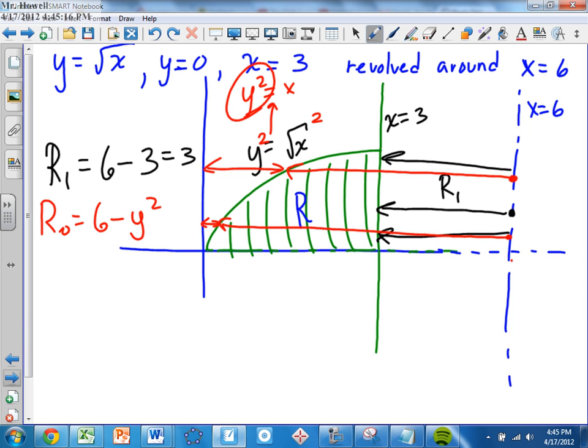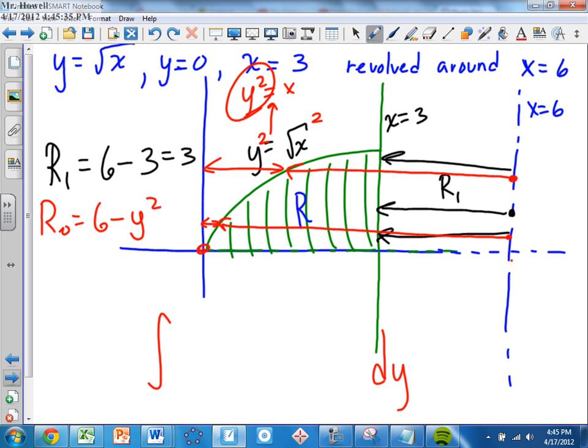Now, the next part is to know what are my limits for my integral, because I'm integrating at the end with a dy. So my limits have to go from some lower number to some upper number. What is this lower number now? 0. That's where the y equals 0 is going to come in. Remember you asked about that? I was trying to wait on that.